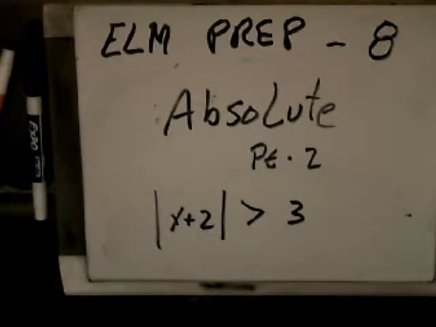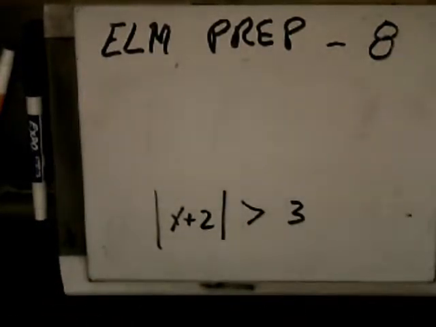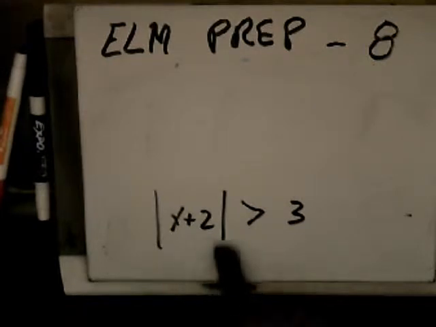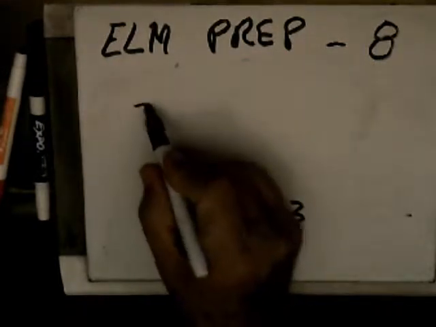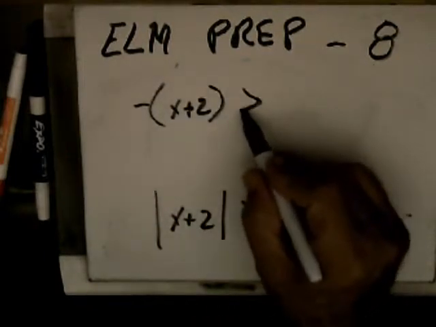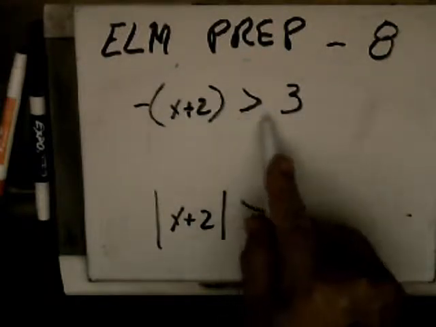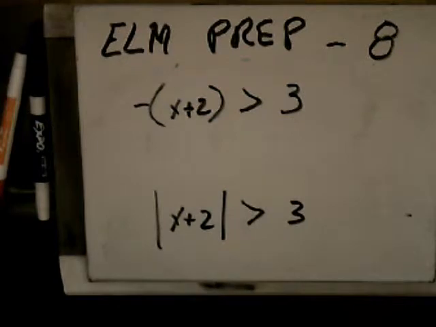All right, welcome back. ELM Prep, Part 8, and we're continuing in Part 2 of our absolute value discussion. We ended with this problem of the absolute value of x plus 2 greater than 3. And we said the potential here was the minus this quantity, x plus 2, is greater than 3. The difficulty comes when this was equal to, all we did was move the negative to the other side.